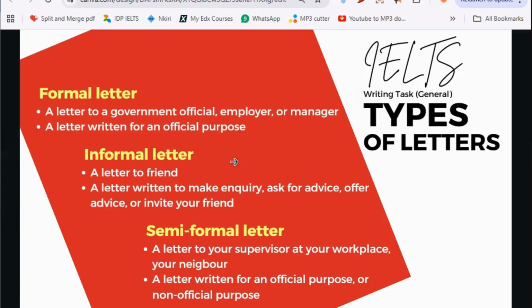Official issues, you have a whole myriad of official issues. Okay, so formal letter, that's it. Number two is informal letter. This is a letter that you write to a friend. It's just as simple as that. You are writing the letter to a friend.